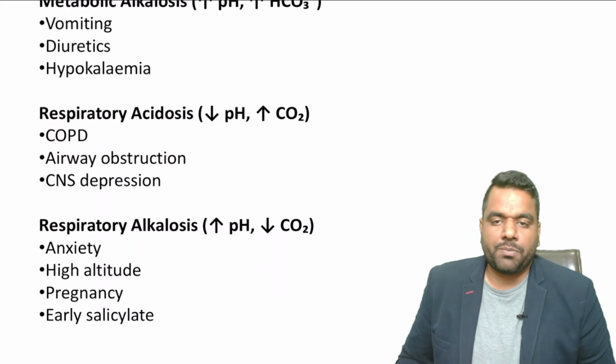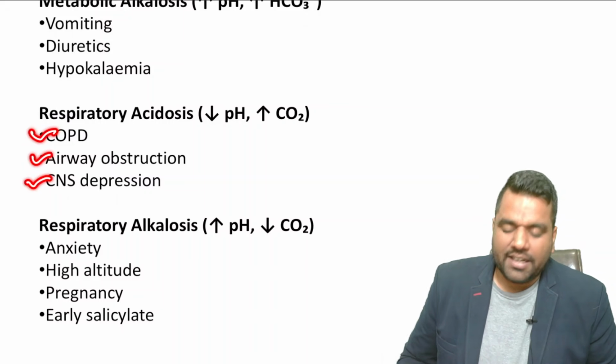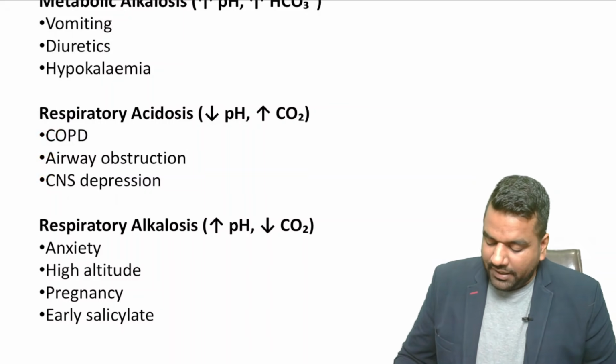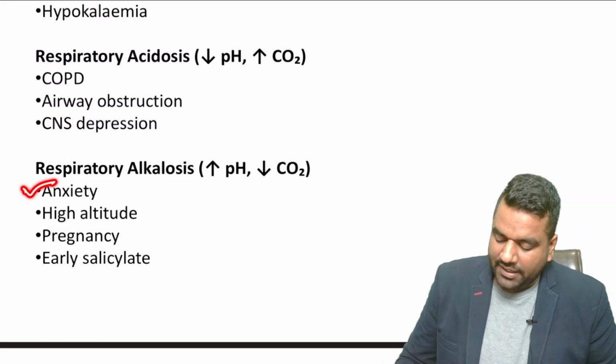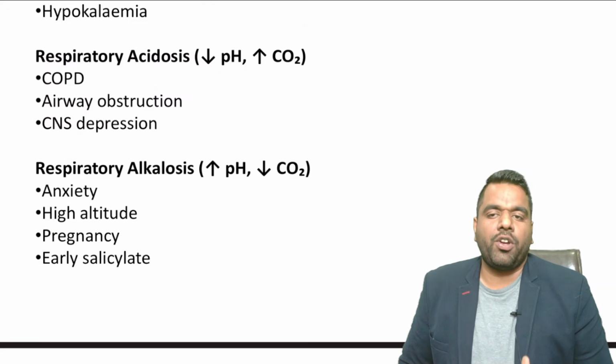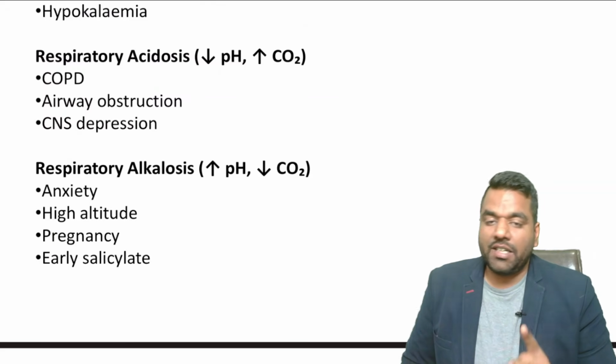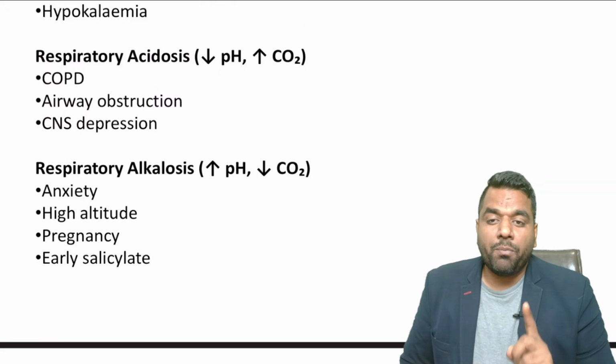Examples of respiratory acidosis are COPD, airway obstruction, and CNS depression, and examples of respiratory alkalosis are anxiety, high altitude, pregnancy, and early salicylate poisoning. So these are a few examples of the different types of acidosis and alkalosis conditions. Guys, please remember the pH is a very important thing.